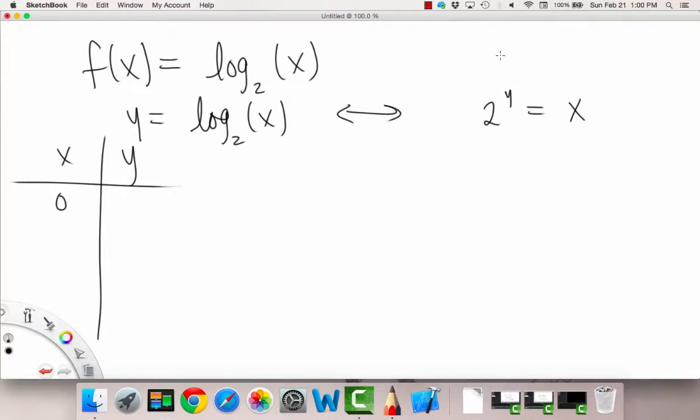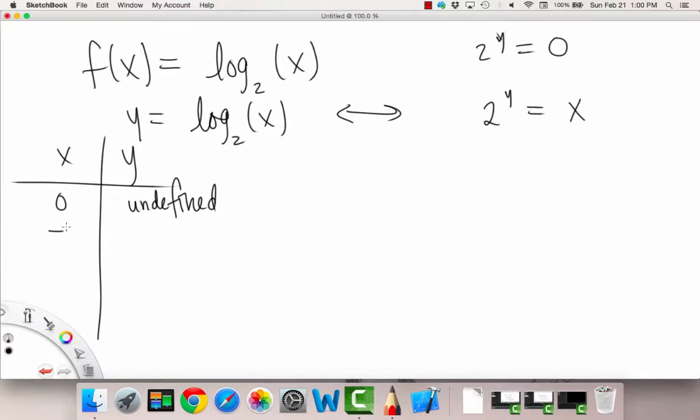Which is the same thing as saying, 2 raised to the what power is equal to 0? And the answer would be nothing, right? Because for no y is this equation true. Even if y is equal to 0, we get 1. If y is equal to negative 1, we get 1/2, etc. So this is going to be undefined. The y is undefined when our x is equal to 0.